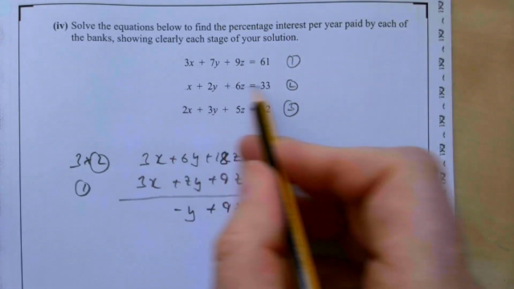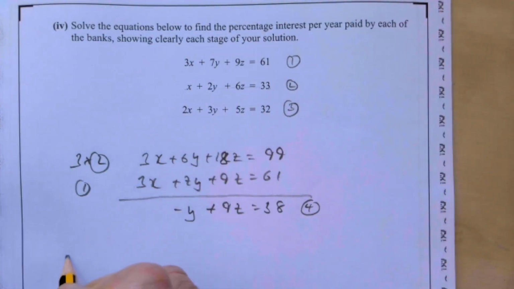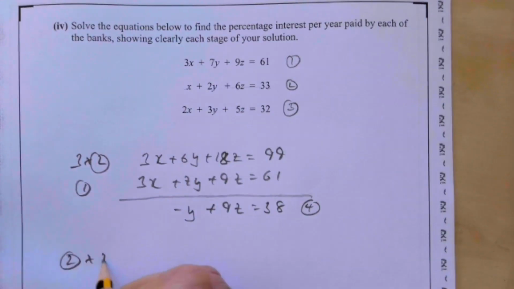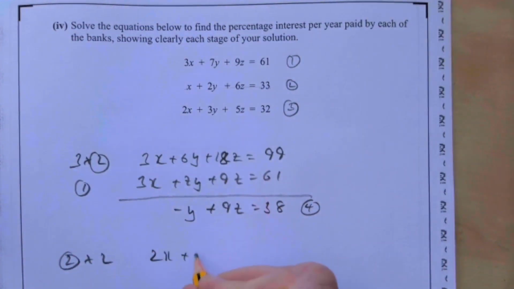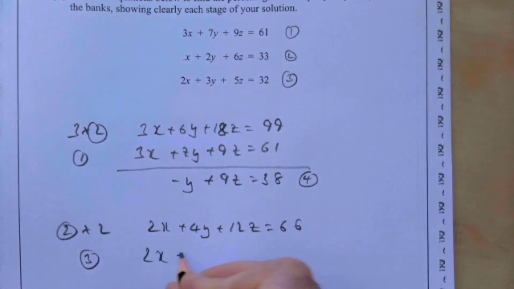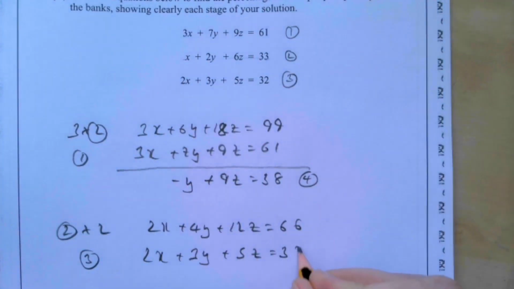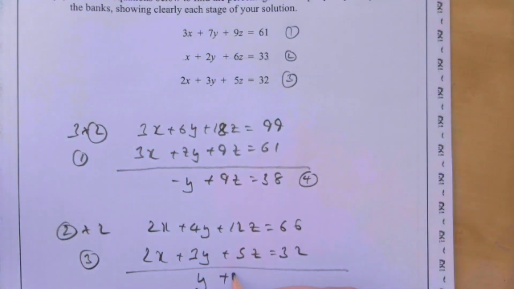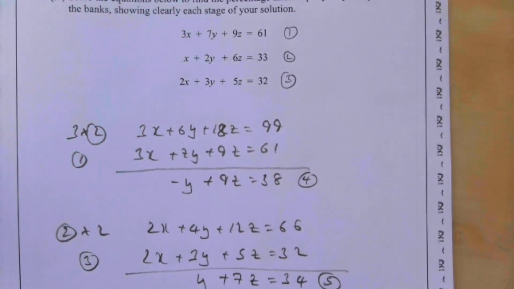So now I'm going to times this one by 2 again, so 2 times number 2 gives me 2x plus 4y plus 12z is 66, and then equation 3, which you can just see here, is 2x plus 3y plus 5z is 32. Take those away, then I get y plus 7z, and I get 34, and that's equation 5.